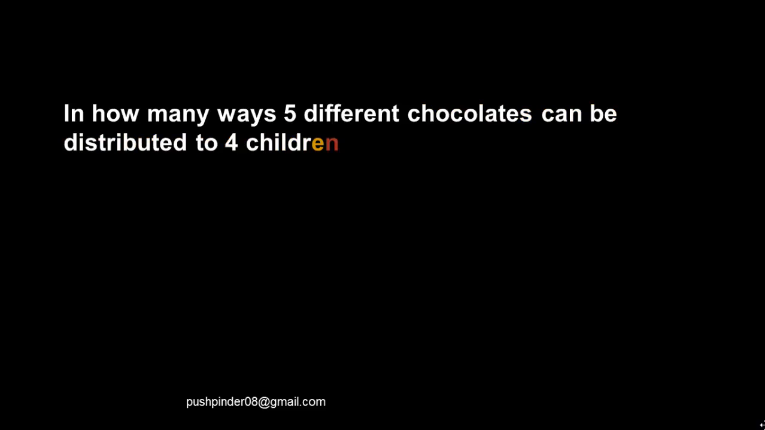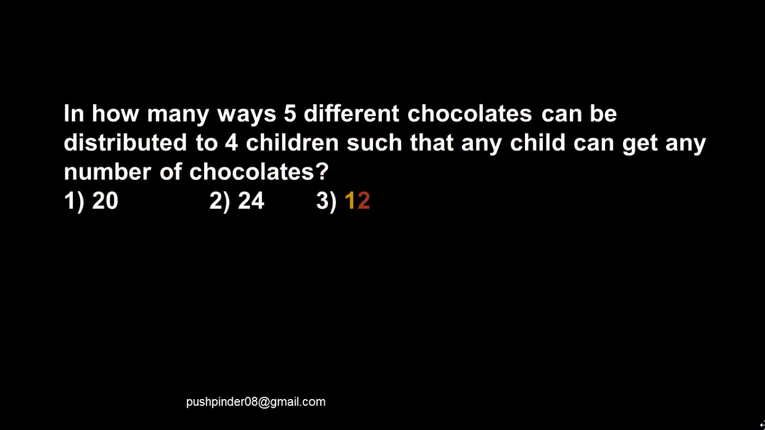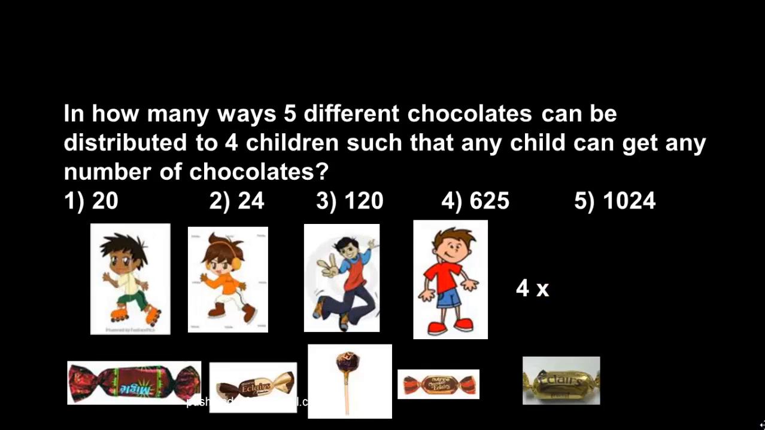Okay, so in how many different ways can 5 different chocolates be distributed to 4 children such that any child can get any number of chocolates? Right? I need to do that.